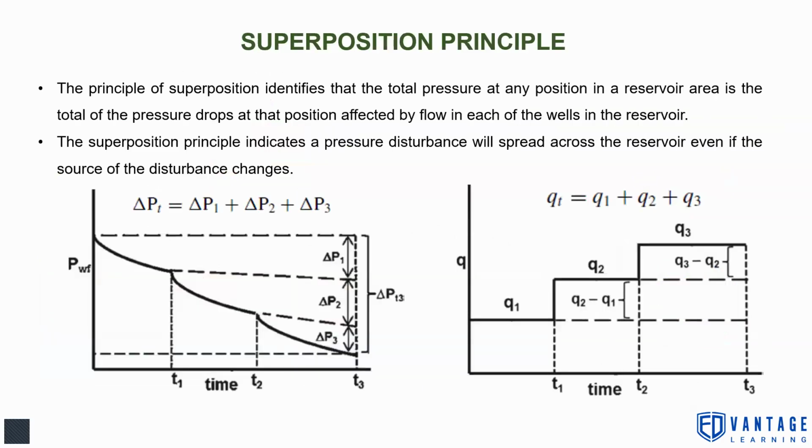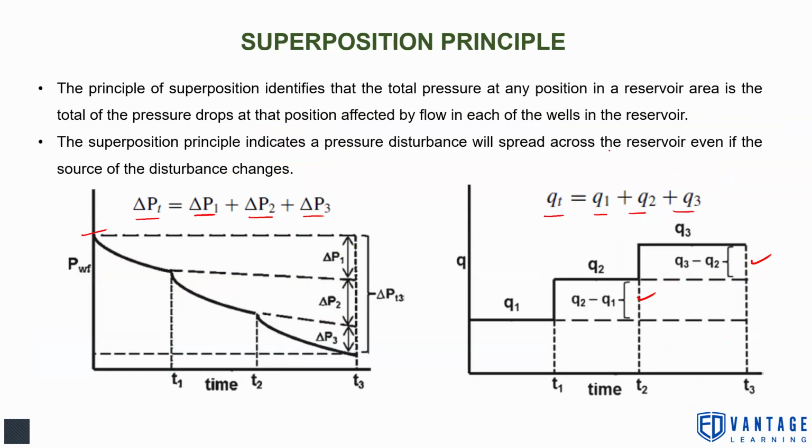Apart from this, there is one more principle, that is the superposition principle, where we try to understand what is the superposed pressure drop from the initial pressure. So if you are producing the well at different bean sizes, if you observe the left hand side plot, total delta P will be delta P1 plus delta P2 plus delta P3. But the incremental rate would be Q2 minus Q1 at a new bean and Q3 minus Q2 at a new bean. But of course, Qt will be Q1 plus Q2 plus Q3.